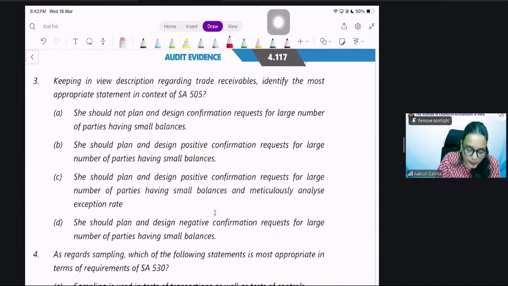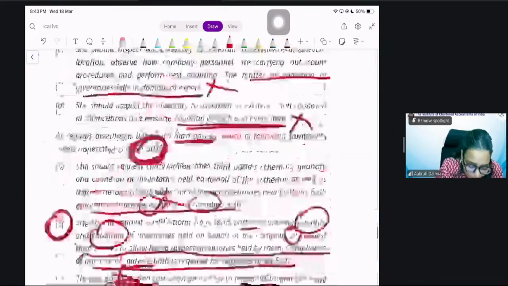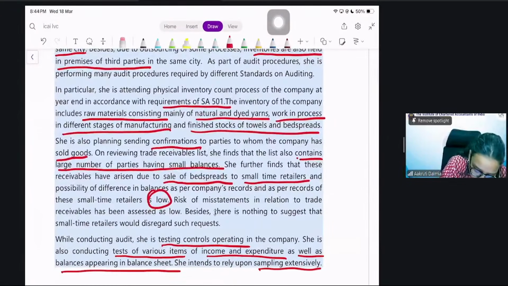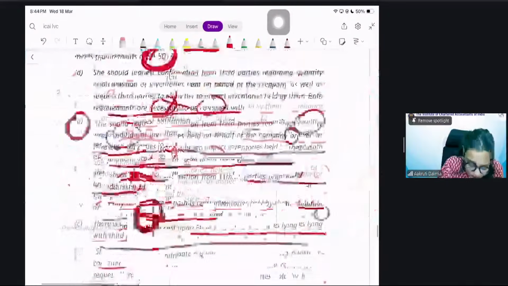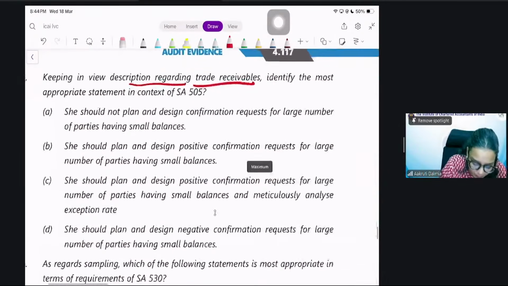Keep in view description regarding trade receivables. Identify the most appropriate. So what did it say about trade receivables? It said that it had many balances which contained large number of parties having small balances. There were small retailers, risk is low, and there is no reason that small retailers would disregard such requests. So this is the information about receivables. Keep this information in view.